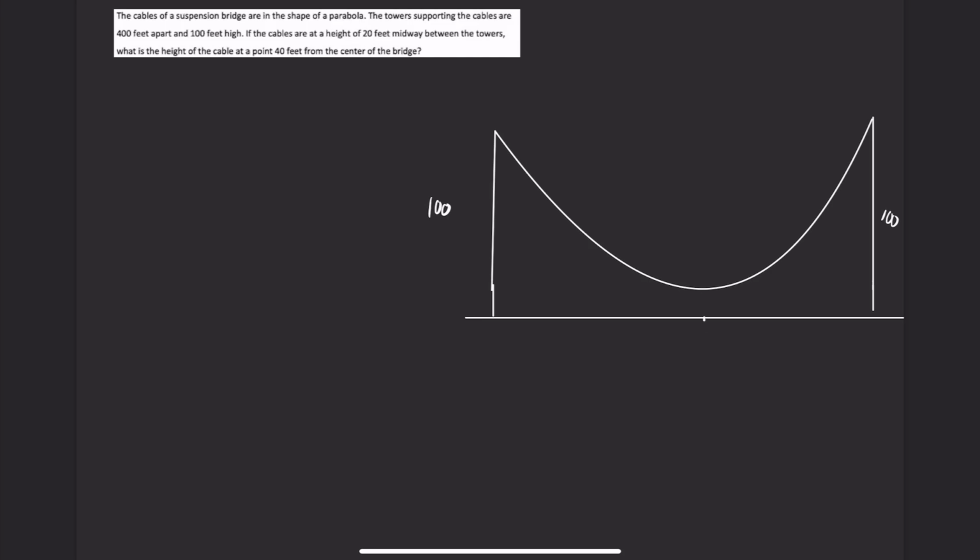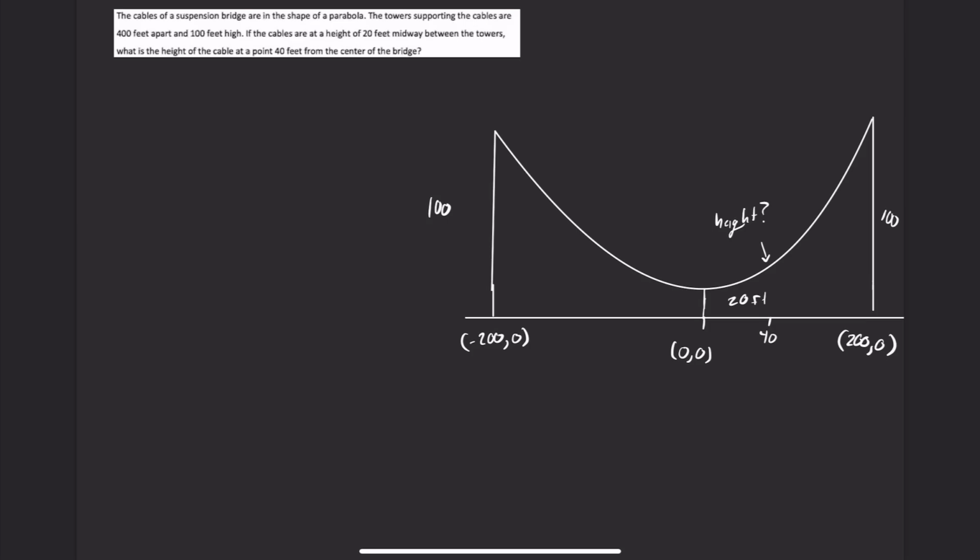So let's take the midpoint as 0, 0. So this will be a distance of 200. So this point right here will be -200, 0, and then this one will be +200, 0, since we're taking the midpoint as 0, 0. And then we're told that midway, right here, the cable is at a height of 20 feet. And we're asked to find what height the cable is at a distance of 40 feet away from the center. So what is the height here?